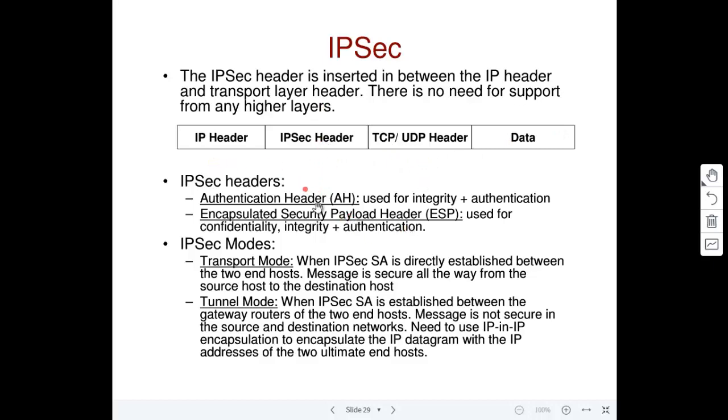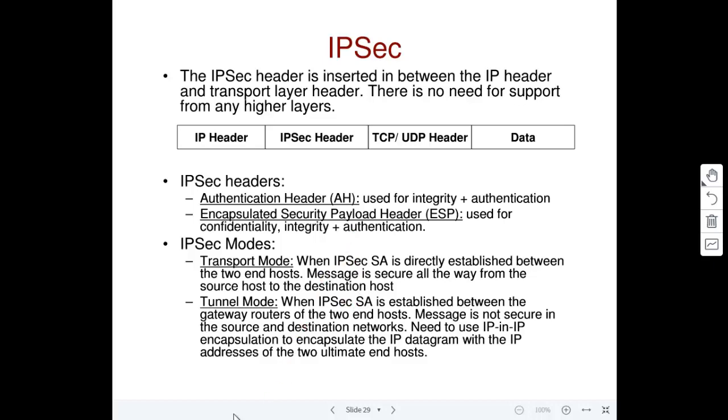Now, depending on what features you want: if you want only integrity and authentication, you could use a variation of the IPSec header called the authentication header, AH in short. And if you want all three, confidentiality, integrity, and authentication, you could use a header called the encapsulated security payload header, and in short it's called the ESP header. We'll see how they look very soon.